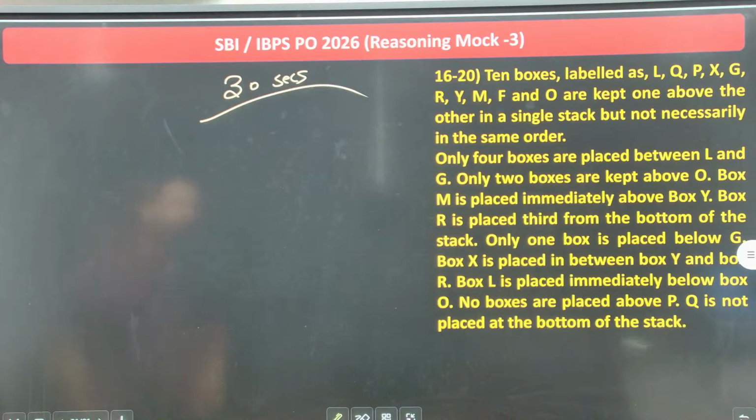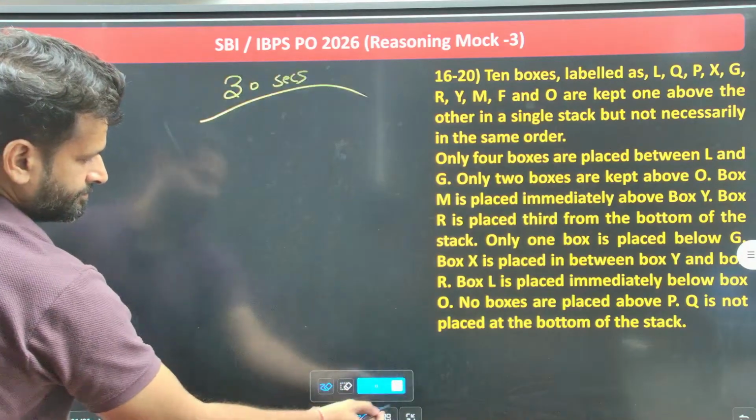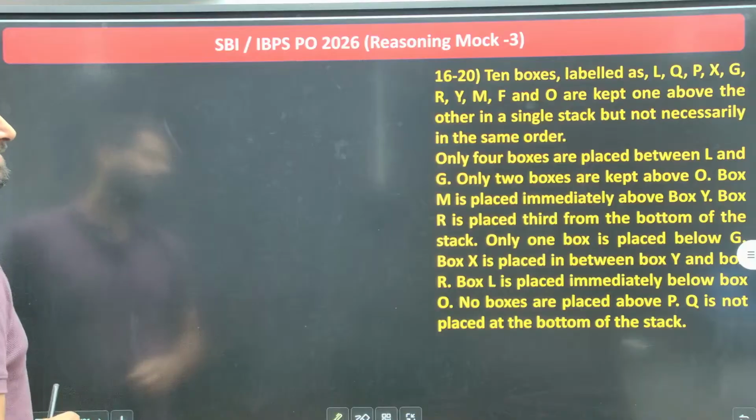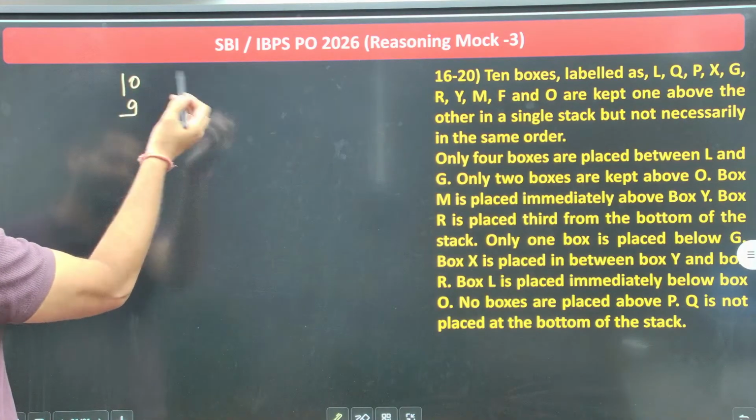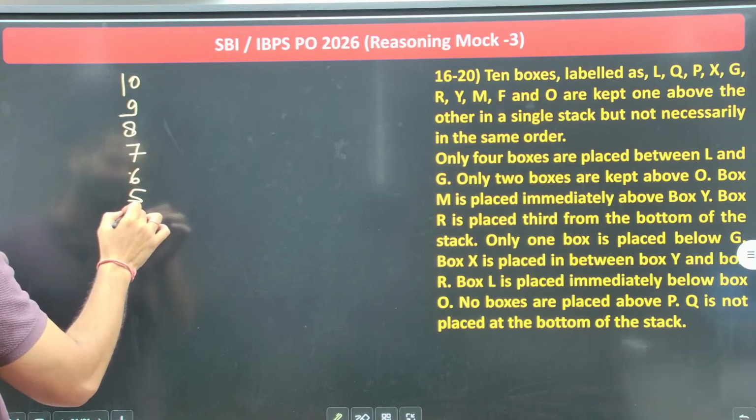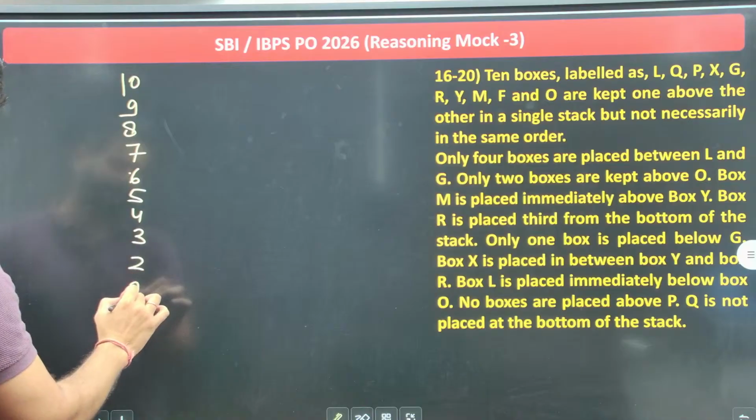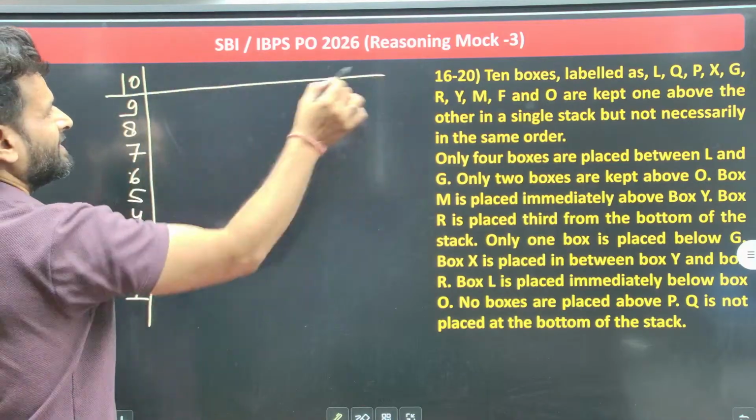All right. There are total 10 boxes in this arrangement. Numbering is not done, but we can give, if numbering is not done, that means it is not important. So you can give accordingly. 10, 9, 8, 7, 6, 5, 4, 3, 2 and 1. Draw a table.